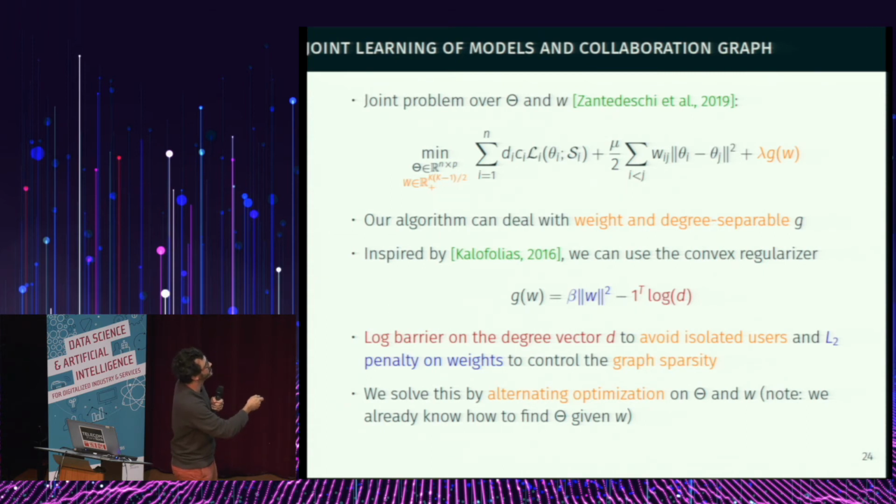So this is, in fact, to fight against the sparsity, to tune the sparsity. By having more L2 penalization, you will force the weights to be more spread out over different coordinates, so over different neighbors. And so you can make the graph less or more sparse by changing this beta. And then what we do, we solve by alternating optimization, which is nice because we already know how to find the models given the graph. This is what I introduced before. We only need to now design an algorithm to update the graph given the models.